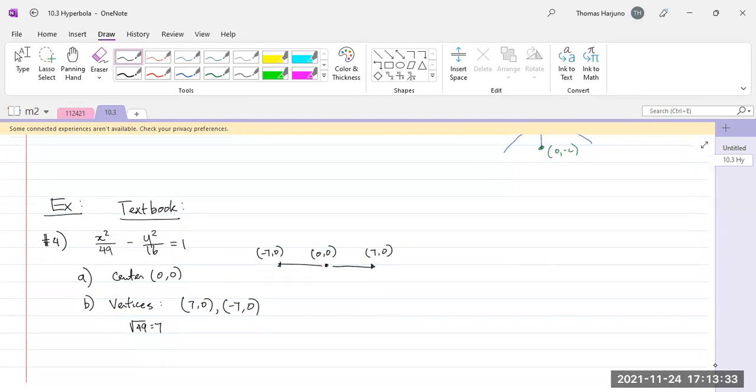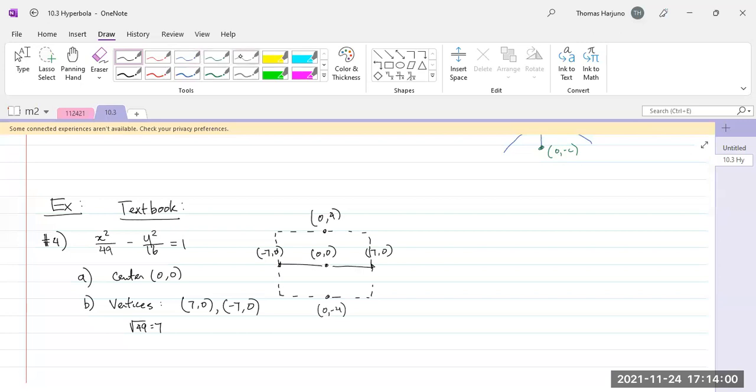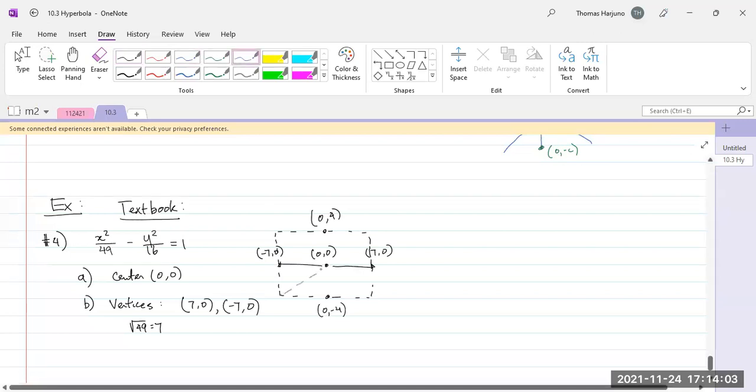Okay, to help us with the auxiliary rectangles, then we have these rectangles. How far do we go up and down? This will be 0, 4. This will be 0, -4. Right. So later on, our asymptotes will be here. These are our asymptotes.